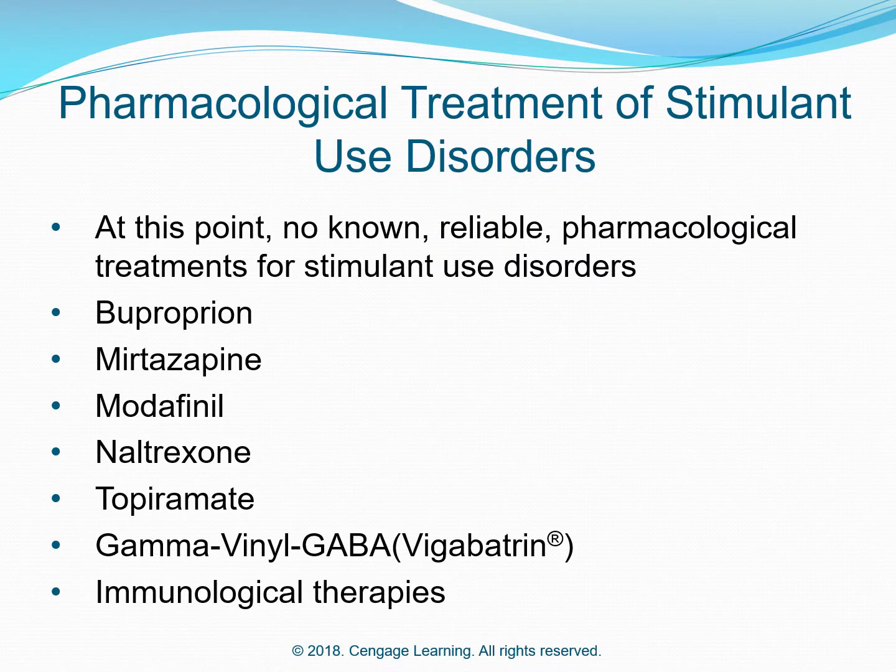So, pharmacological treatment of stimulant use disorders. At this point, there are no known reliable pharmacological treatments for stimulant use disorders. They have a couple listed here that can be used: bupropion, mirtazapine, modafinil. I'm probably butchering these names.